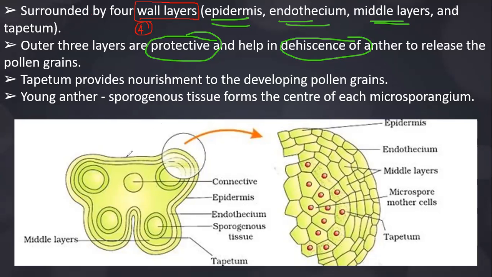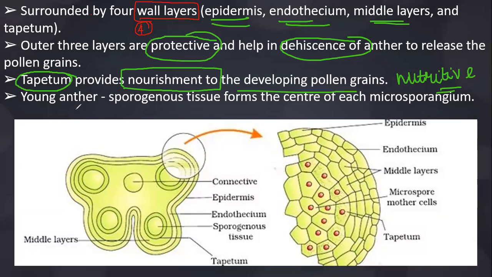And the innermost layer, that is the tapetum, helps in providing nourishment to the developing pollen grains. So the outer three layers, epidermis, endothecium, and the middle layers help in the protection of the pollen grains and also help in the dehiscence of anther to release the pollen grain. Tapetum is a nutritive layer, very important statement. Okay, tapetum is a nutritive layer that provides nourishment to the developing pollen grain.